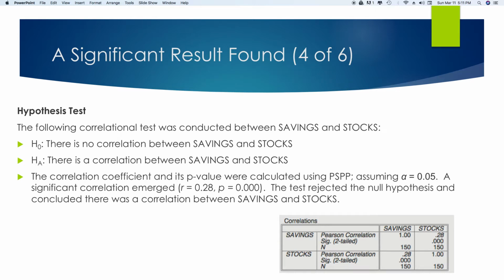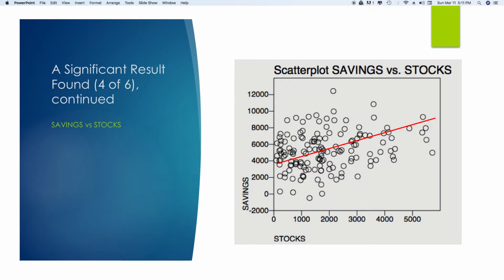And seen in our output is that in PSPP. And graphically, as seen on a scatter plot between savings and stocks, again, R equals 0.28, and it indicates a direct relationship since R is greater than 0. This is a bit of a less upward sloping line than we saw in the previous example, where it was as direct as you can possibly get. So this line slopes just a bit less, but it is still upward sloping.